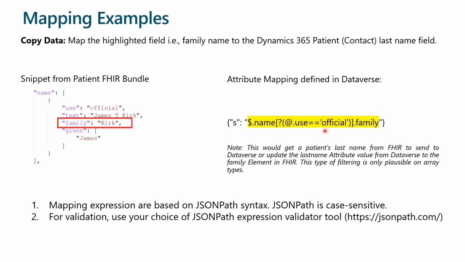This type of filtering is only possible on array types. If you look at it, dollar represents the root object and dot represents the child operator. So it's getting the child property called name, and then filtering the official name element and getting the family name from that JSON bundle. Again, to reiterate, these expressions are case sensitive. You can use any of the validation tools that are available for JSON path expression validation.